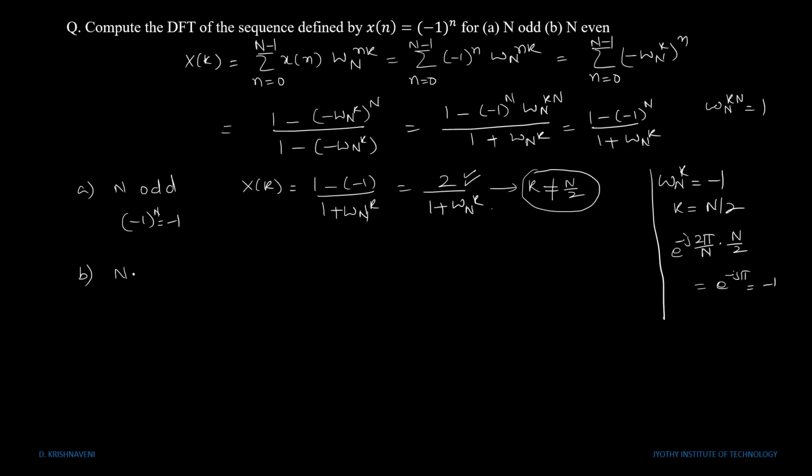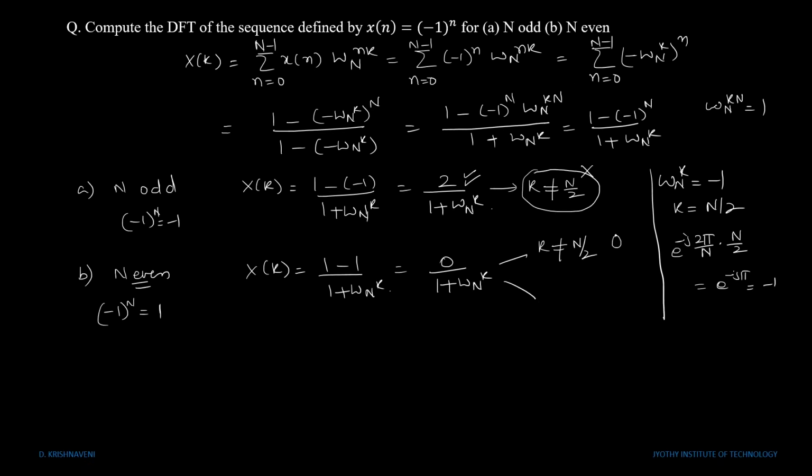But consider the case when n is even. When n is even, minus 1 to the power of n will be 1. Then X of k will be 1 minus 1 by 1 plus WN to the power of k. So this will be 0 by 1 plus WN to the power of k. Now here this condition may arise. We will check. So when k is not equal to n by 2, the result is 0, because WN to the power of k will not be equal to minus 1. So 0 by something will be 0.